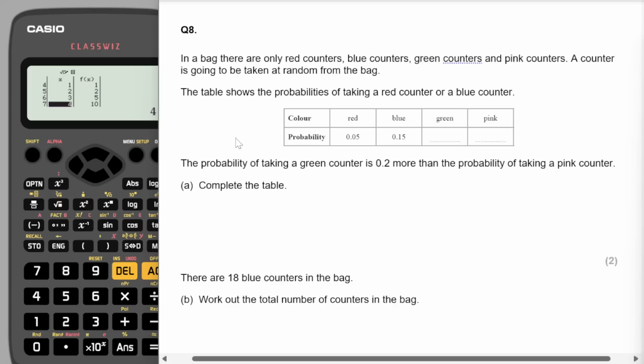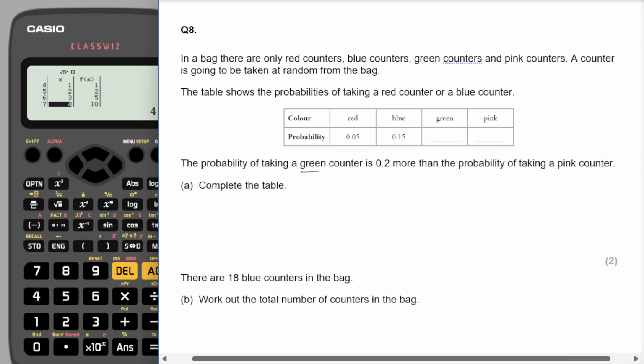Question 8. In a bag there are only red counters, blue counters, green counters and pink counters. A counter is going to be taken at random from the bag. The table shows the probability of taking a red counter or a blue counter. The probability of taking a green counter is 0.2 more than the probability of taking a pink counter. Complete the table. So let's just look at that.